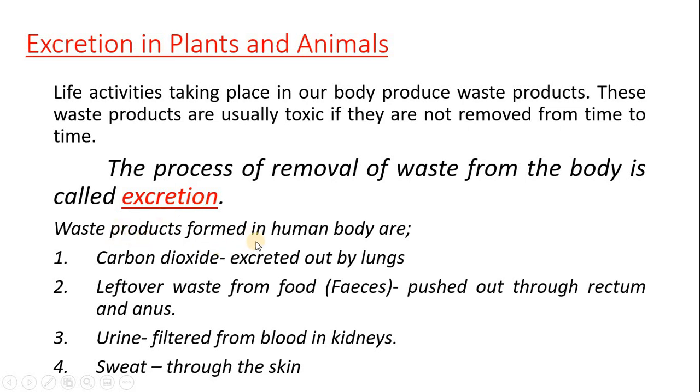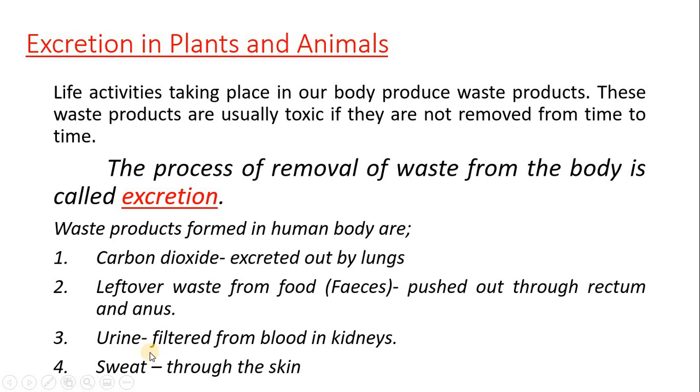There are various waste products formed in the human body. They are: number 1, carbon dioxide. Carbon dioxide is given out during respiration and it is excreted out through the lungs. The other waste product is leftover waste from the food, that is the feces, which are pushed out through the rectum and the anus. Another waste product is urine.